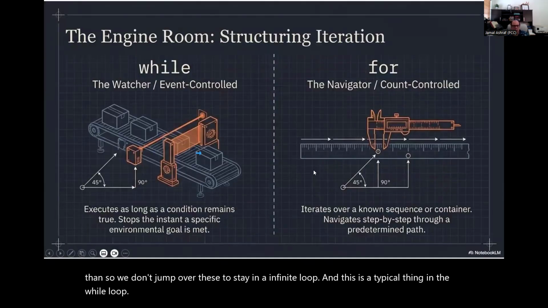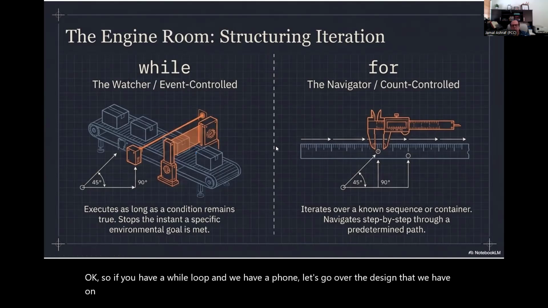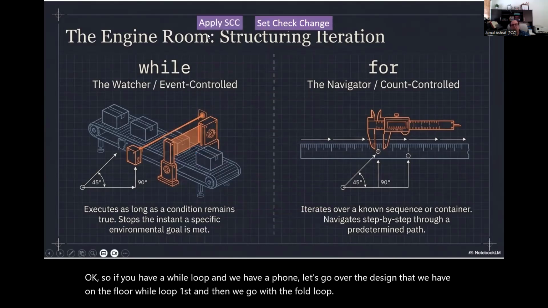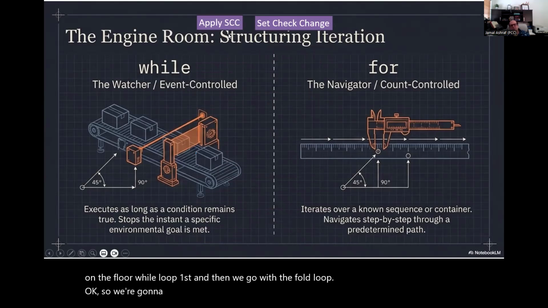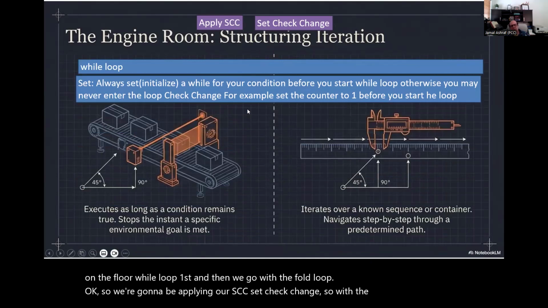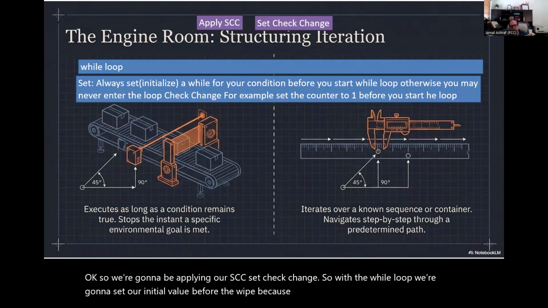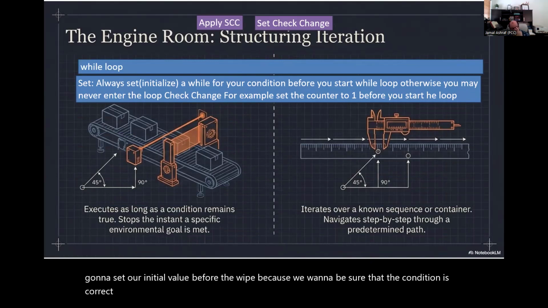Okay, so we have a while loop and we have a for loop. Let's go over the design that we have on the while loop first, and then we go with the for loop. Okay, so we're going to be applying our SCC: set, check, change. With the while loop, we're going to set our initial value before the while loop because we want to be sure that the condition is correct to go inside the while loop. Because if the condition is not correct, we don't even go inside the loop. We're just going to jump over it.